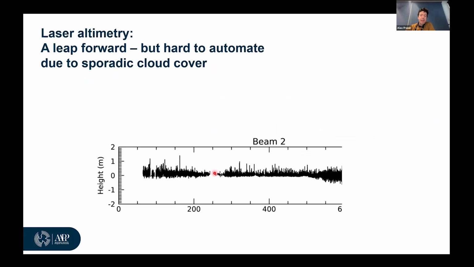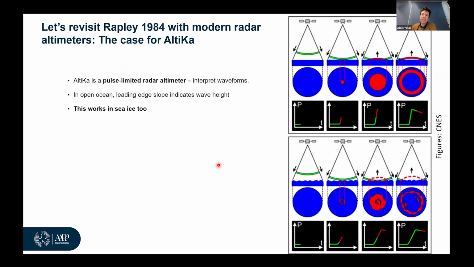The problem is clouds, and when we get clouds, we interrupt the ICESat-2 beam, so it's very hard to automate this. So we want to move back towards radar altimeters, as was done in that Rapley paper in 1984. We want to use a modern altimeter, so we use AltiKa. So AltiKa is a pulse-limited Ka band radar altimeter.